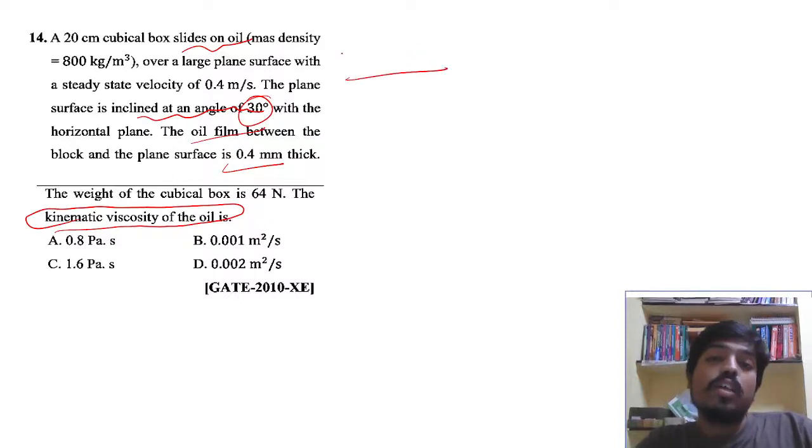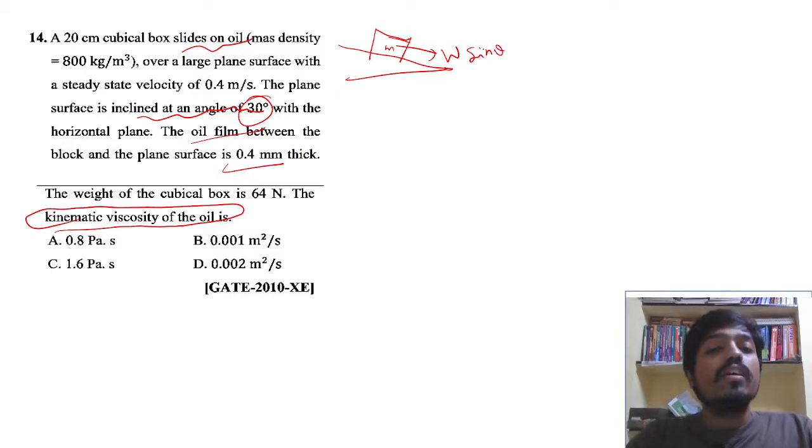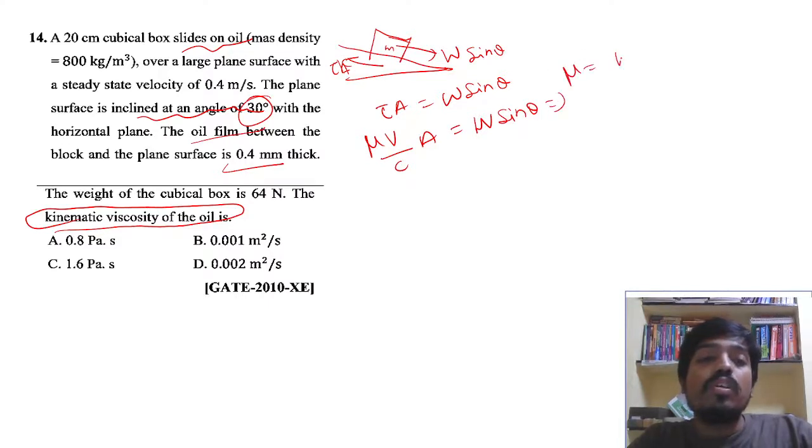First, understand well. The block is placed like this and travels like this. Then the weight component W sin theta acts, and on this side the tau force acts. Tau into area is equal to W sine theta. What is tau? Mu into V by C, into area, equal to W into sine theta. Mu is equal to W C sine theta divided by V into area.